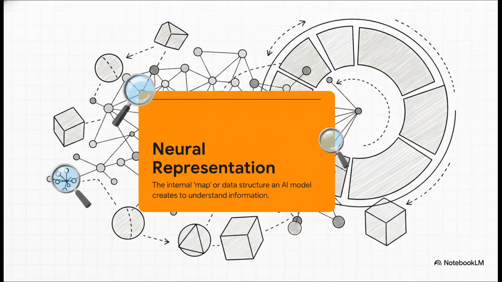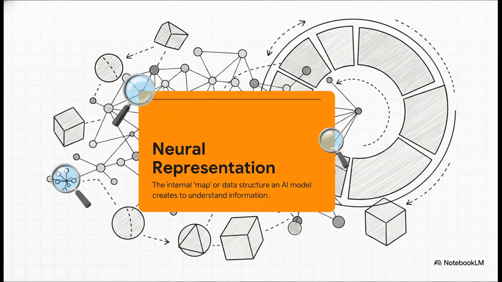So let's connect that back to AI. That internal map that an AI builds for itself, that's what we call its neural representation. It's how the model organizes all the data it sees to make sense of everything. And what we really want is a way to compare the structure of these internal maps, not just how they look at a glance.